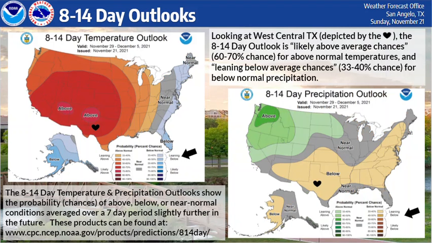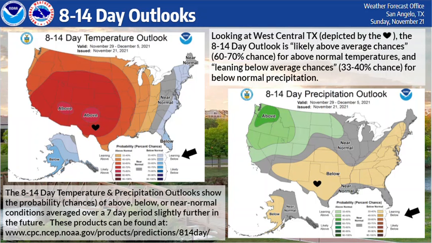The 8 to 14 day temperature and precipitation outlooks are very similar to the 6 to 10 day outlooks, with the only difference being that it is averaged over a 7-day period slightly further into the future, covering day 8 through day 14.